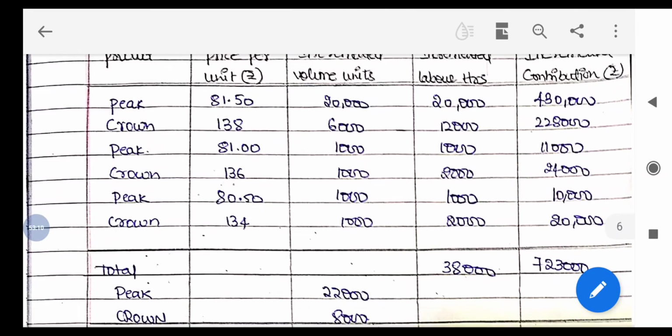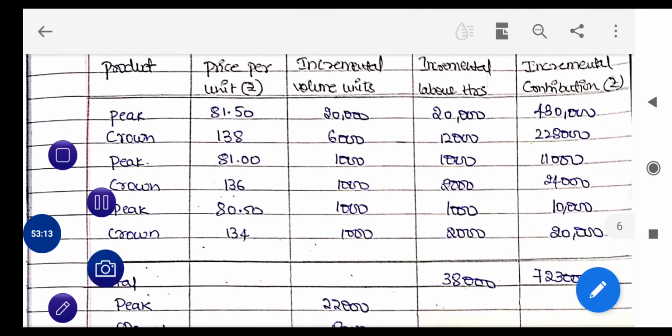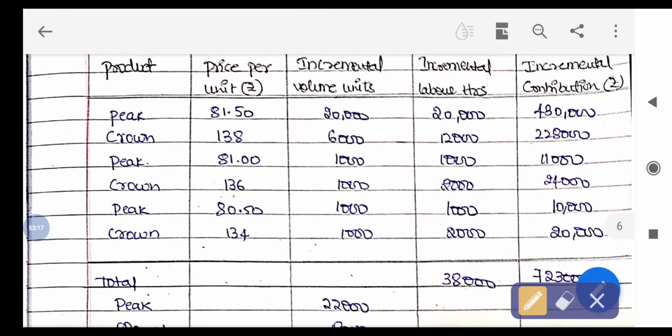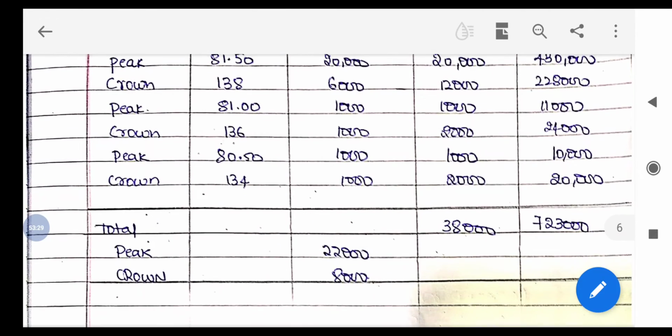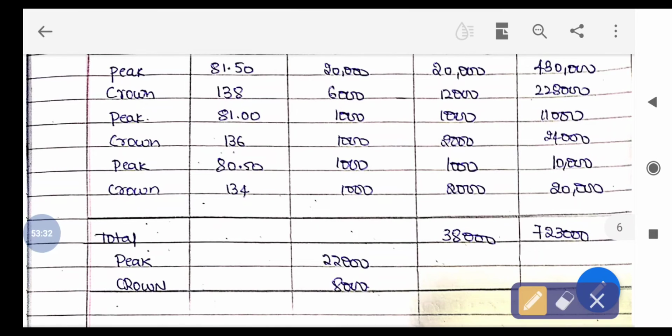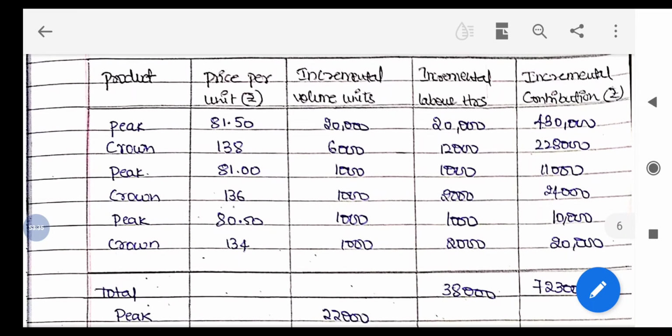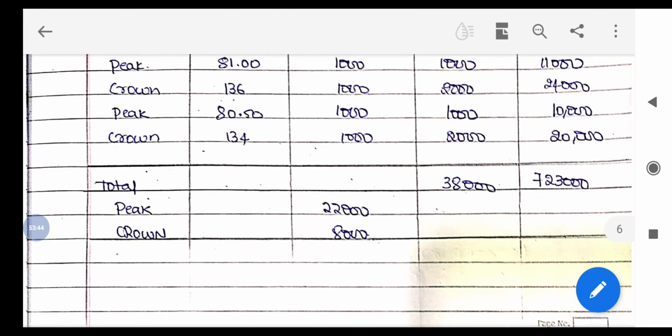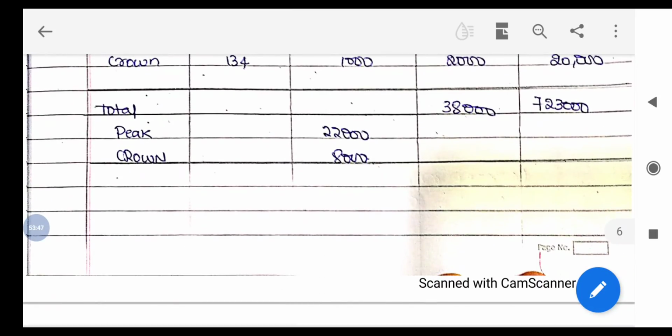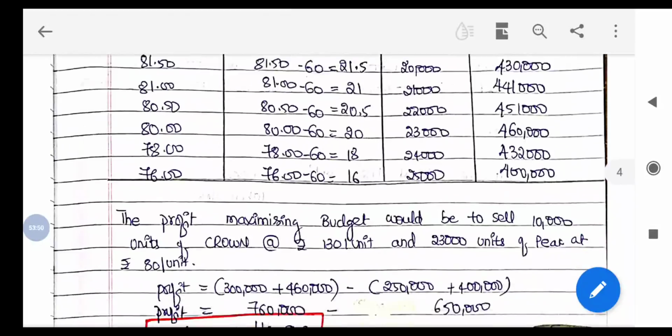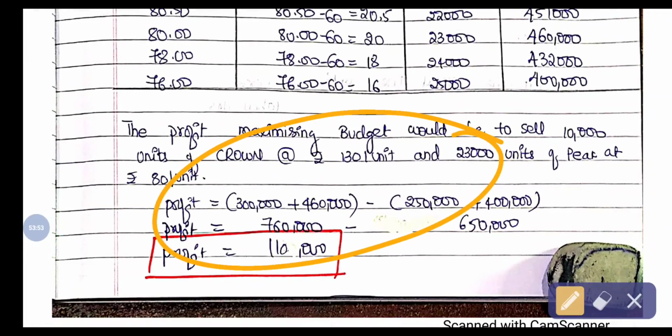We are combining two products, right? If we want to know how much we are manufacturing under peak, peak has 20,000, plus 1,000 is 21,000, plus 1,000 will be 22,000. Total products under peak is 22,000. For Crown, calculate: 6,000, 7,000 and 8,000, so 8,000. Now simply, like we have calculated profit, the same way we must do it in this situation too.